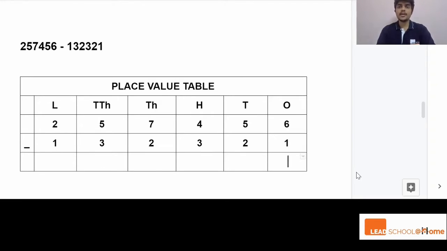Now we start subtracting from the ones place. 6 minus 1 is 5, tens place 5 minus 2 is 3, hundreds place 4 minus 3 is 1, thousands place 7 minus 2 is 5, 10,000s place 5 minus 3 is 2, and lakhs place 2 minus 1 is 1. So the correct answer to 2,57,456 minus 1,32,321 is 1,25,135. I hope all of you have got this answer correctly.